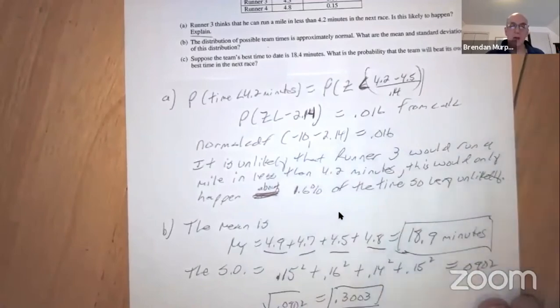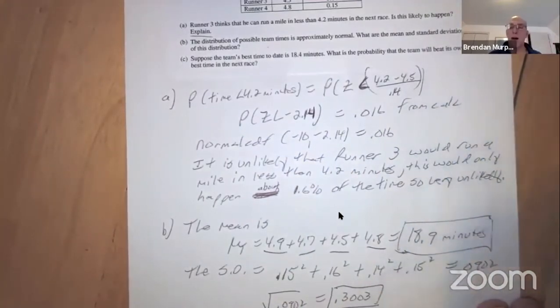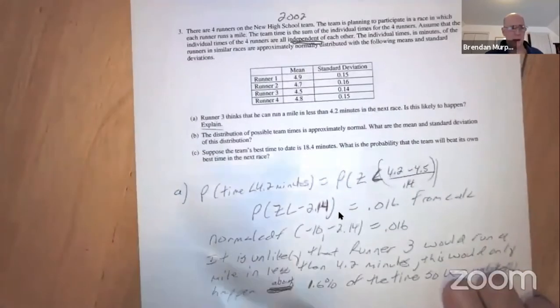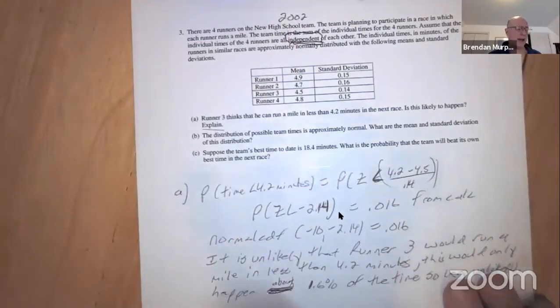Again, each runner runs a mile, the next one runs a mile, the next one runs a mile, the next one runs a mile, and I add up those 4 different times. So I can add means. I can't add standard deviations, but I can potentially add up the variances, assuming that my events are independent. Well, their times in this case are independent. So I did underline that, I circled that.